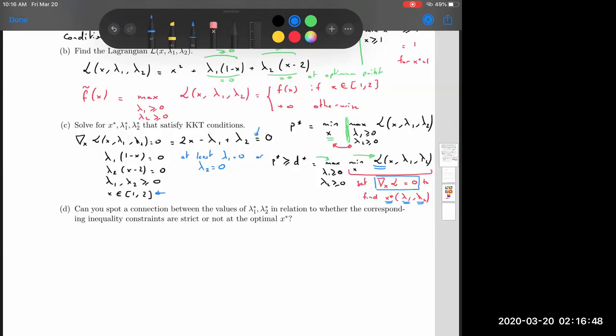And so if lambda 2 is equal to 0, x is equal to 1, and lambda 1 is equal to 2. So this works. But if lambda 1 is equal to 0, then x is equal to 2, and lambda 2 is equal to minus 4. So this does not work. So the solution is x star equal to 1, lambda 1 star equal to 2, and lambda 2 star equal to 0.